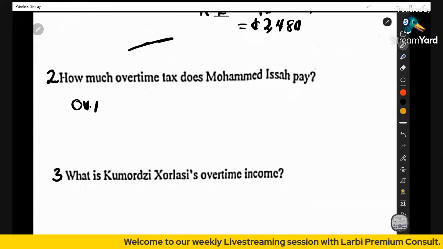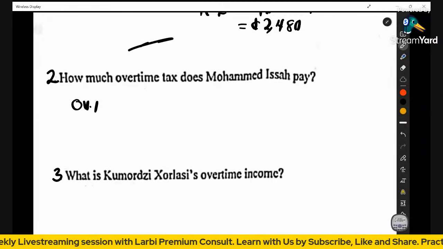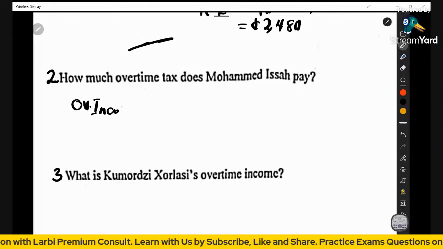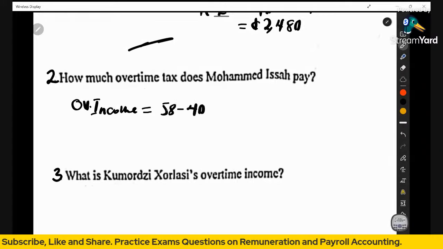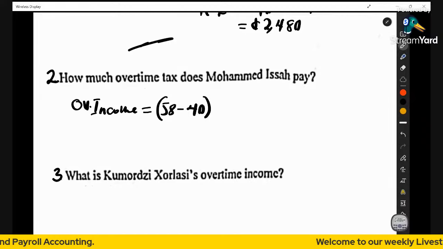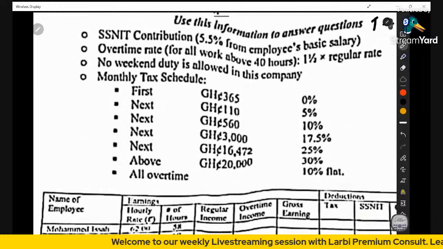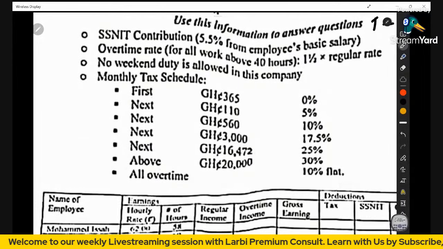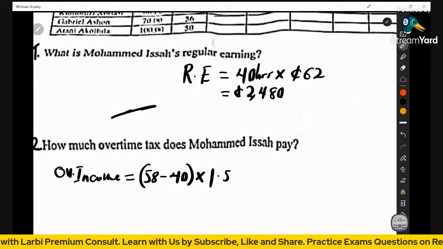We are asked to calculate the overtime tax, but before we get the tax, we must calculate the overtime income. So overtime income should be equal to 58 minus 40, being the standard number of hours set for the organization, compared to the number of hours worked by the employee, Mohammed Isa. And then multiply by the motivating factor, which we know is one and a half, 1.5. So bring that here.